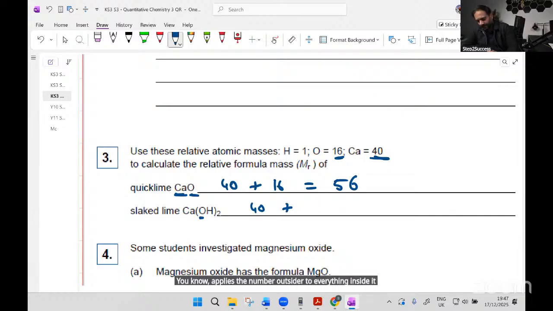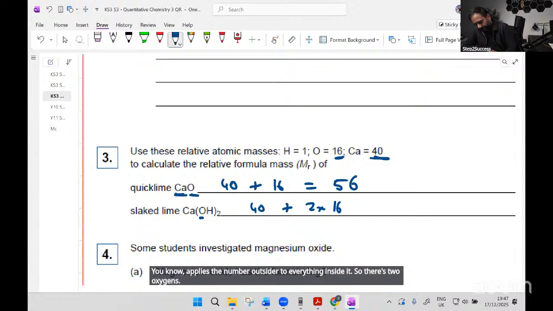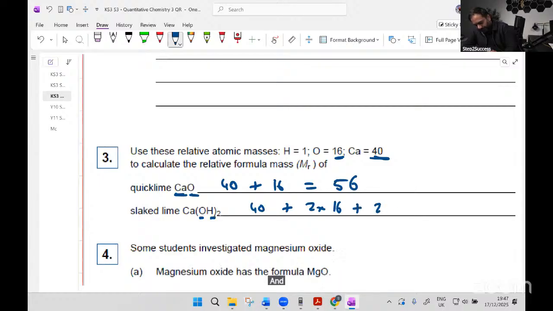So there are two oxygens and two hydrogens, and each hydrogen is worth one. So that is 40 plus 32, which is 72, plus 2, which is 74. That's the answer.